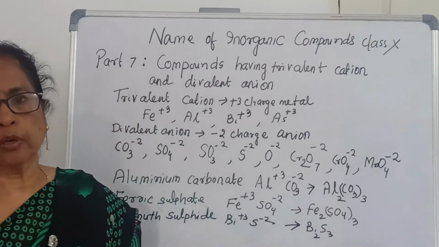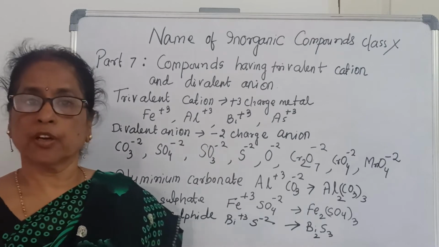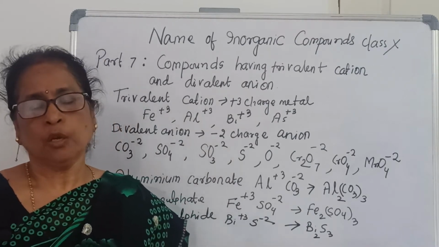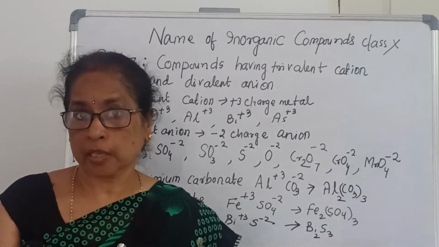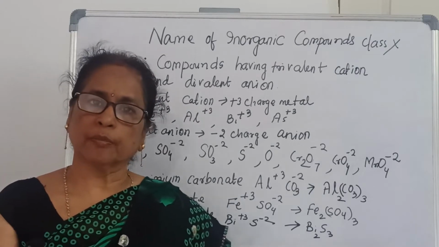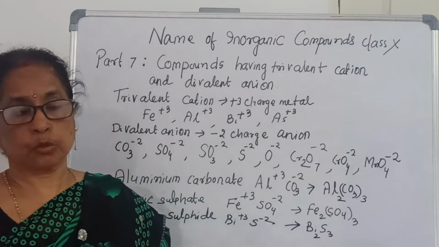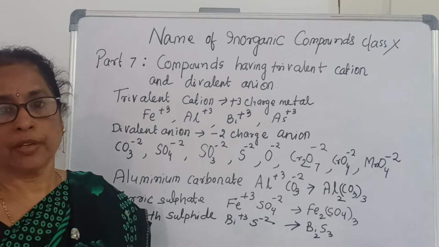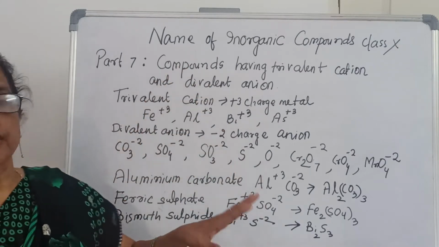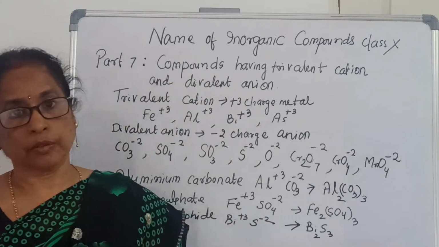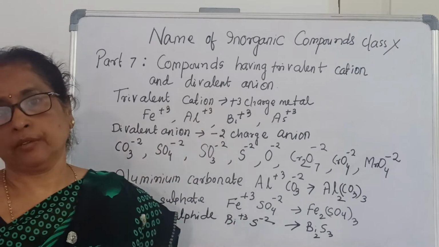Now I am going to focus on the names of inorganic compounds for class 10. Though I am going to explain for class 10, it is very important for class 11th and 12th also. Now here, part 7: the compounds having trivalent cation and divalent anion.